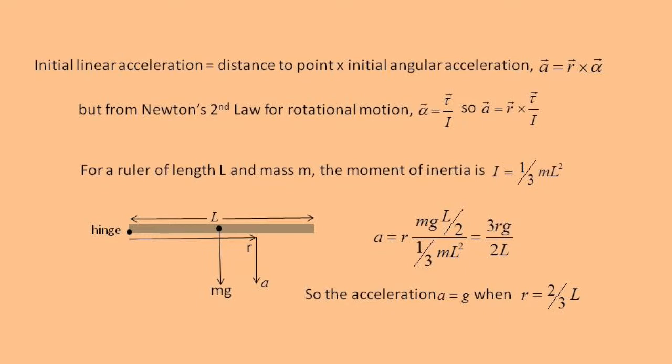We calculated from a equals r alpha equals r tau over I. The moment of inertia for a bar like the ruler is 1/3 mL squared, where m is the mass of the ruler and L is its length. We see that a is greater than g when the distance from the hinge joining the ruler to the table, r, is greater than 2L over 3.